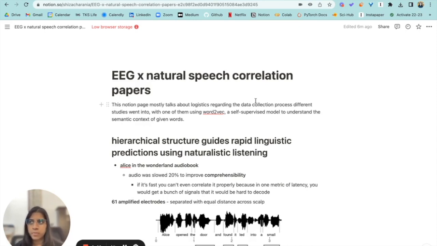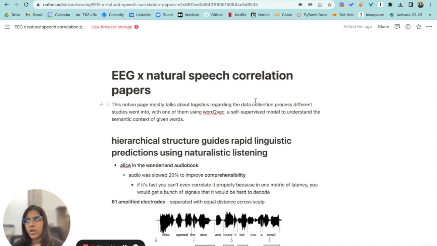And then for the second paper, I actually dove deep into a certain technique they used using word2vec, which is a modern self-supervised model to understand the semantic concept of given words. So basically to understand how the current word in the sentence correlates to its neighboring words in terms of its meaning and the importance of that particular word in the entire sentence or the entire video, depending on whichever one you're looking at. So the first paper I read was Hierarchical Structure Guides Rapid Linguistic Predictions Using Naturalistic Listening.